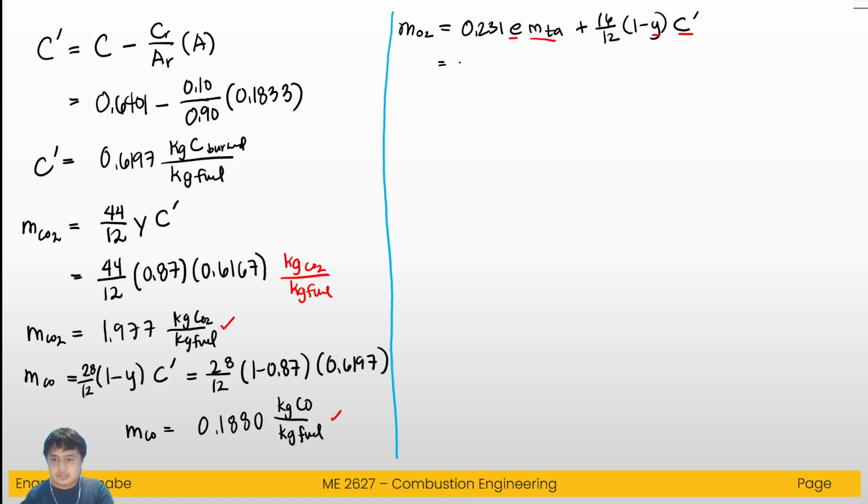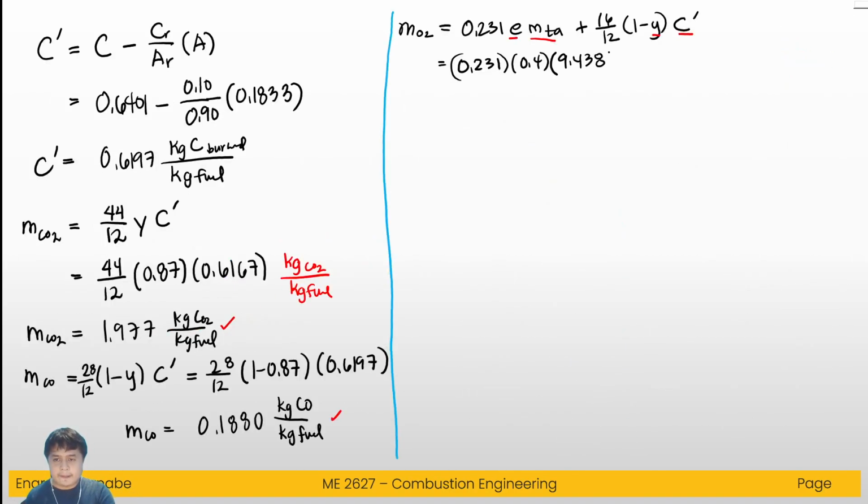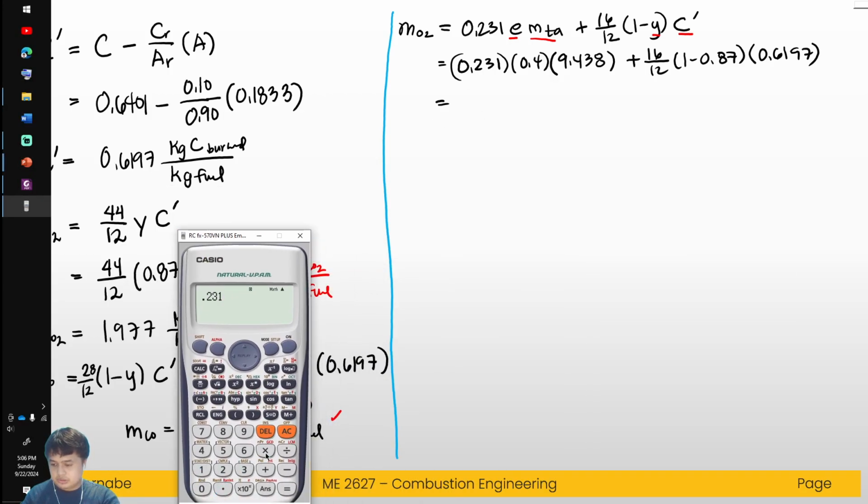These are all given. You have 0.231, the excess air is 0.4, the mass of the theoretical air is 9.438, and then 16 over 12 times 1 minus 0.87, and the carbon burned of 0.6197. So the calculation is 0.231 times 0.4 times 9.438 plus 16 over 12 times 1 minus 0.87 times 0.6197, so 0.9795.